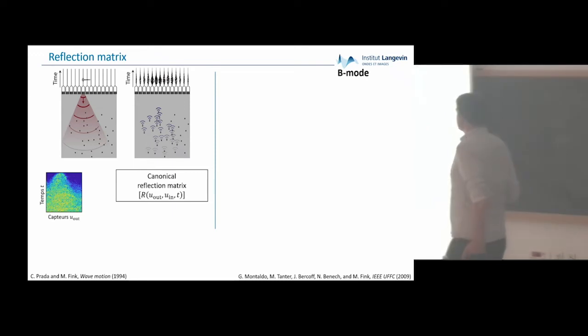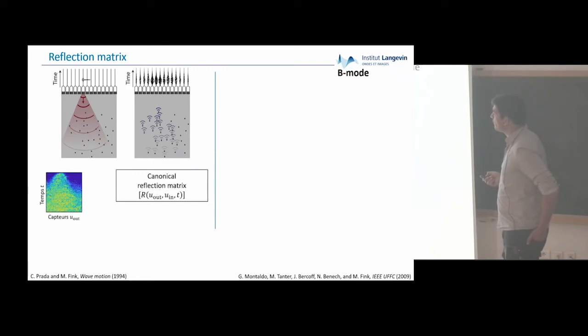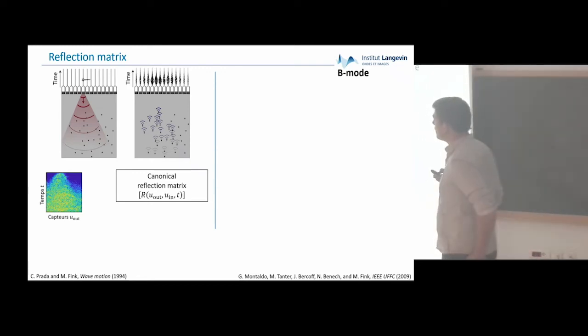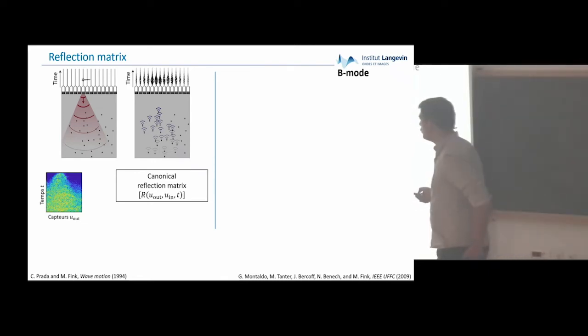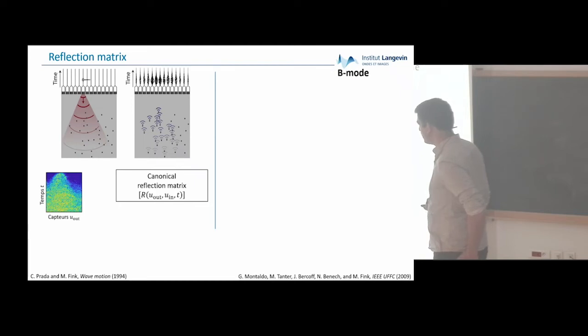Okay, so to do that, Matthias already showed yesterday that we have a very nice tool, which is a reflection matrix. The reflection matrix can be measured in different bases. It can be the canonical basis, meaning that one transducer is emitting an incident wave, a cylindrical wave, and then you collect all the backscattered wavefront on your probe, and then you can switch the source, and you can get all the impulse responses between any transducer at the input and any transducer at the output. So this is the canonical reflection matrix.